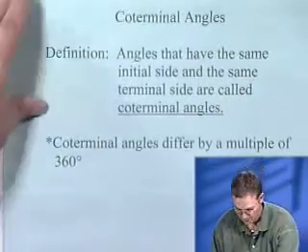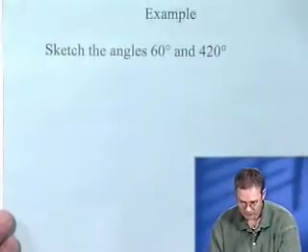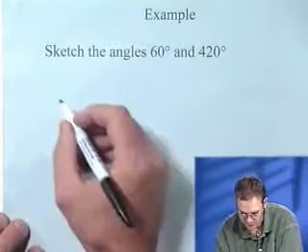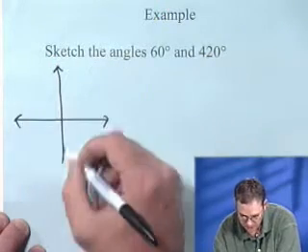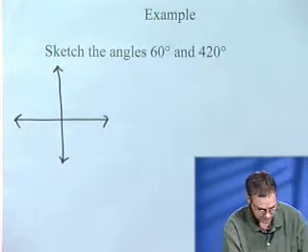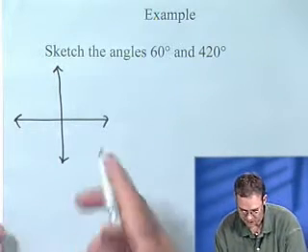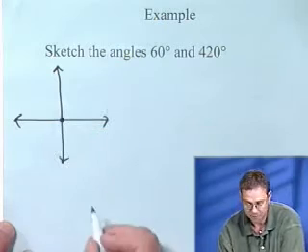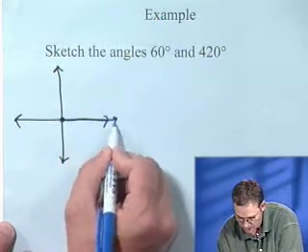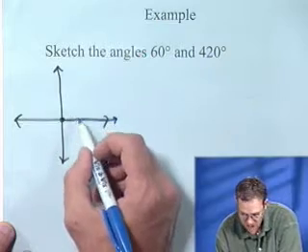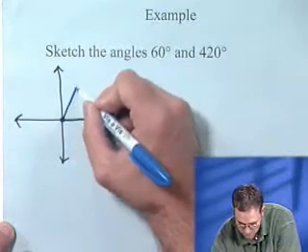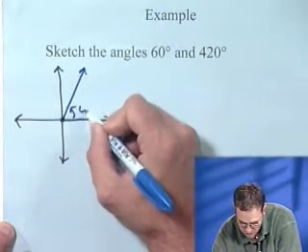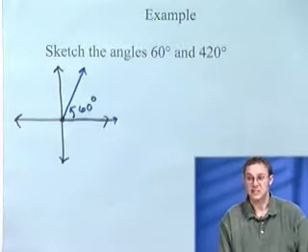Let's take a look at an example of what I mean. Let's try to sketch these two angles. Let's sketch 60 degrees and 420 degrees. As always, I will put a Cartesian coordinate system to assist me with my angle. All right, let's graph 60 degrees. I'll put the vertex here at the origin. Here's my initial side. And I have to do a counterclockwise rotation, 60 degrees, because it's a positive angle. So there is my angle, 60 degrees.